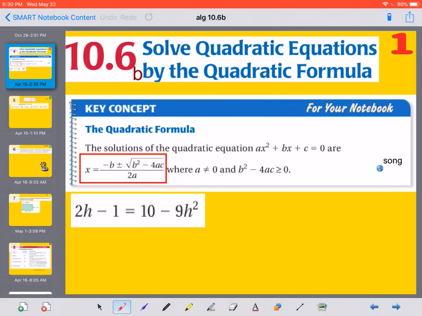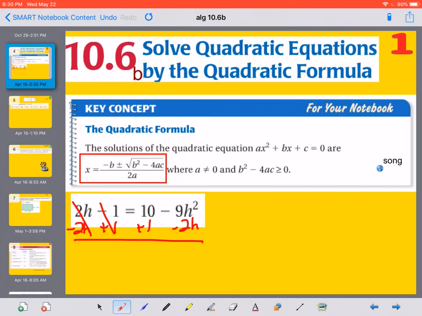We're still solving quadratic equations by the quadratic formula today. So the first thing we've got to do is get this into quadratic form. I need to subtract my 2h to get it to the other side, and I have to add 1 to get that to the other side. So these are going to equal 0.